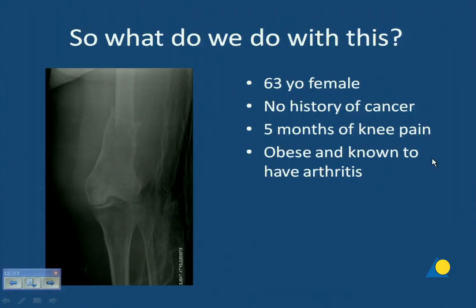So what do we do with a patient like this that presents to your emergency room? Here we have a 63-year-old female who has no history of cancer. She's had 5 months of knee pain, but she's obese and known to have arthritis. She's gone through pool therapy and rehabilitation.